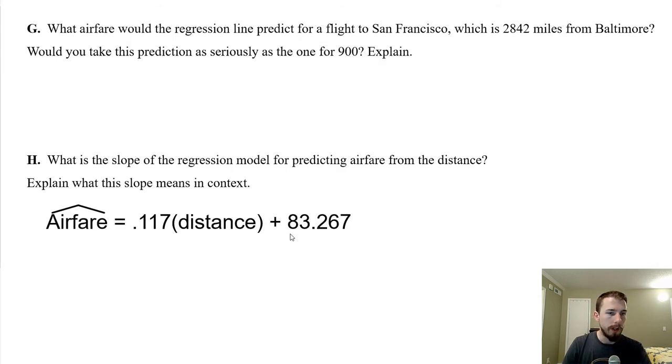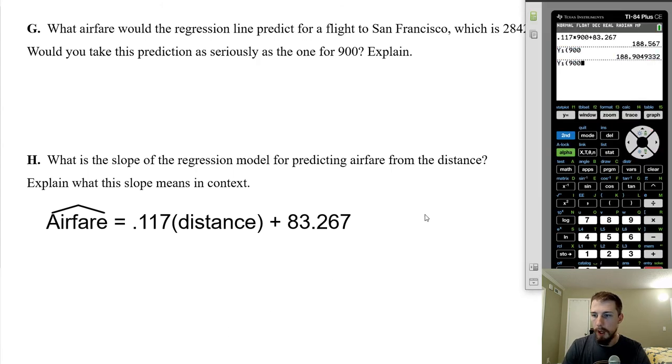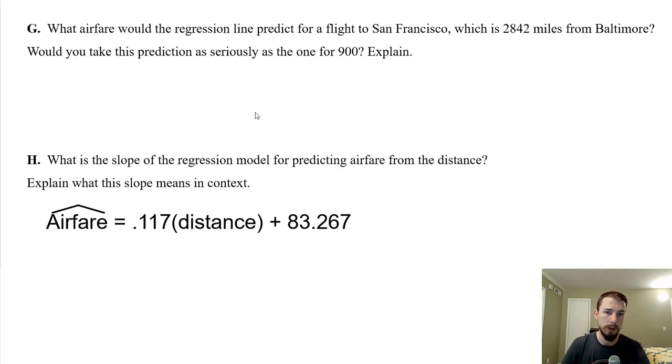All right, what airfare would the regression line predict for a flight to San Francisco, which is that many miles? We're going to evaluate the equation. I can go up here and just change it. That was 2842. Boom, done. So we would estimate the airfare to San Francisco to be $416.85. Would we take this prediction as seriously as the one for 900? No. Why? Because this is extrapolation. Our model only had data that went up to 1502, and this is more than 1,000 beyond that. So we don't know how well our model works for data that far off. So we would not take it as seriously because it was extrapolated.